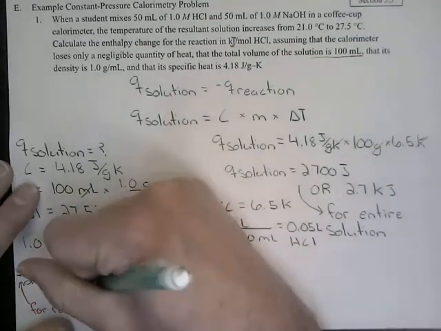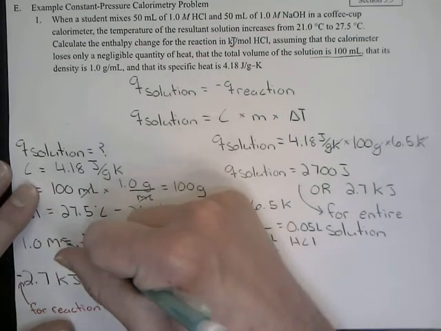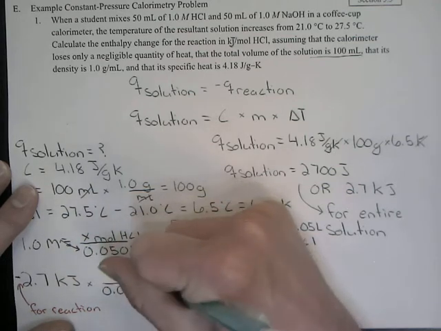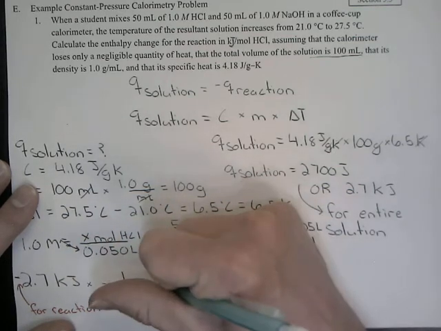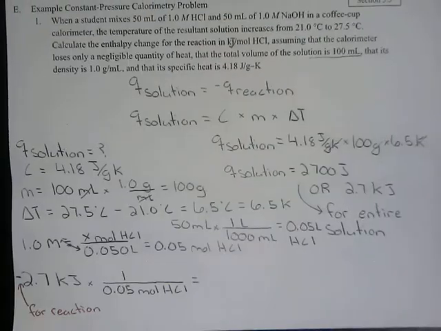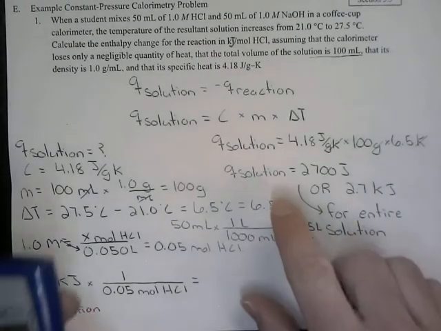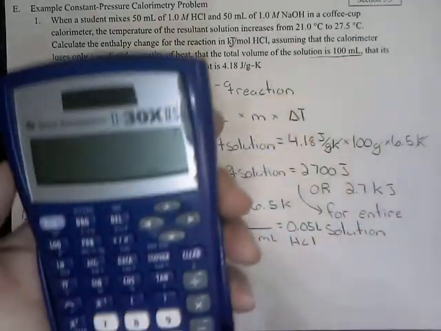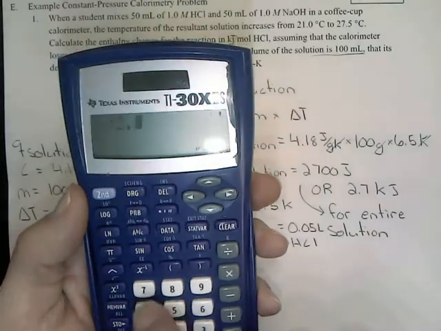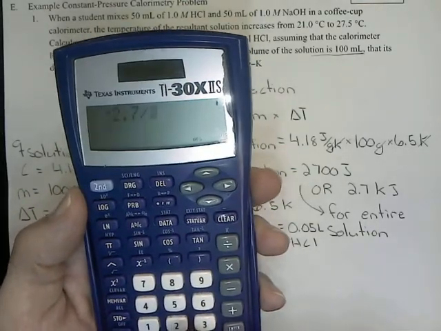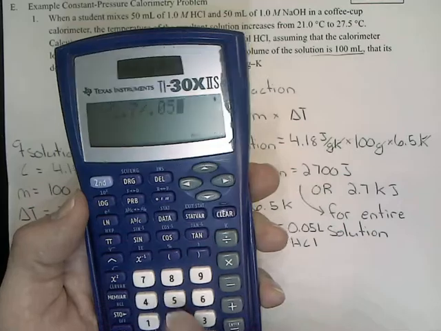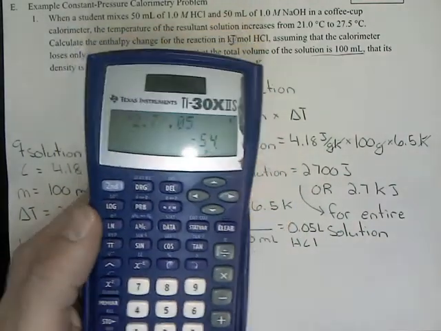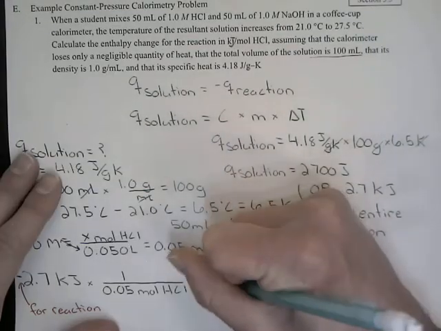Now all we have to do here is this. We're going to put this value, 1 over 0.05 moles of HCl. We're going to take negative 2.7, and again, it's negative because the positive Q of the solution equals the negative Q of the reaction, and HCl is involved in the reaction. So negative 2.7 divided by 0.05, and we get a value here of negative 54 kilojoules per mole of HCl.